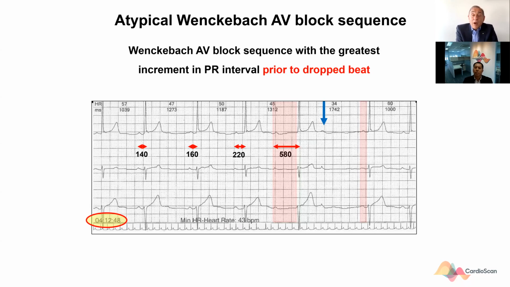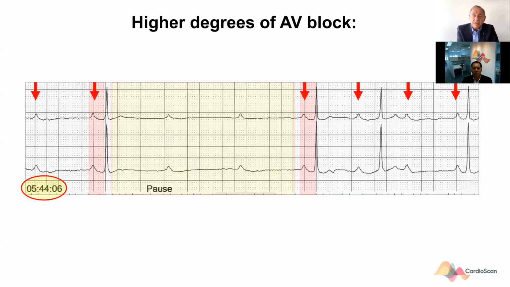Here is one where the greatest increment in the PR interval occurs immediately before the drop beat. So we have 140, 160, 220 millisecond PR intervals, and then it goes up to 580. This is very unusual. And then, of course, follows the drop beat and the shortest PR interval. Again, this occurred overnight and is due to the vagus nerve, which we'll talk about in a moment.